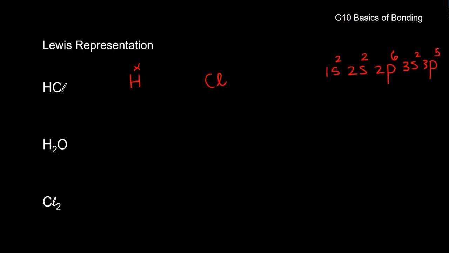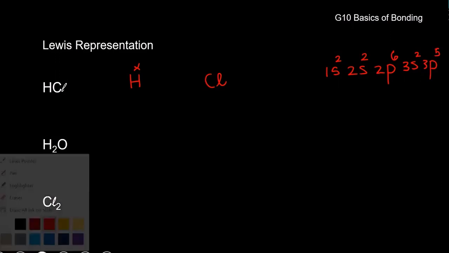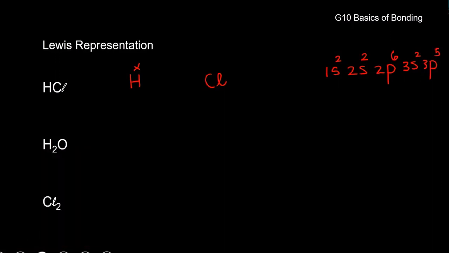So what is my outermost energy level here, or energy orbital? It is the third energy level. So it's 3s2, 3p5. I've got 7 electrons. Have a look here, 7 electrons in the valence shell. So that's how I'm going to do it, with dots. 1, 2, 3, 4, 5, 6, 7.